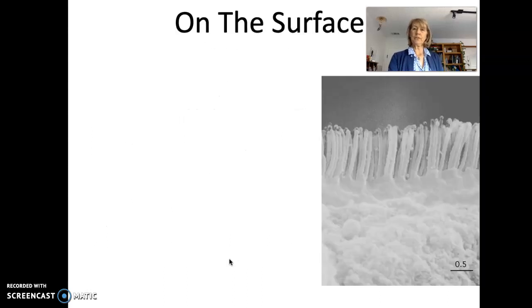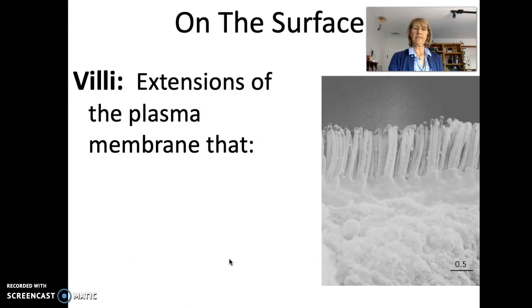All right, let's look at the surface. On the surface, you could have villi. You don't necessarily have them. Villi are extensions of the plasma membrane. So it's the actual membrane coming up. The actual extension of that membrane is the villi. Why do you want that extension of the membrane? To increase absorption. You've increased the surface area of the cell. Very important for absorption.